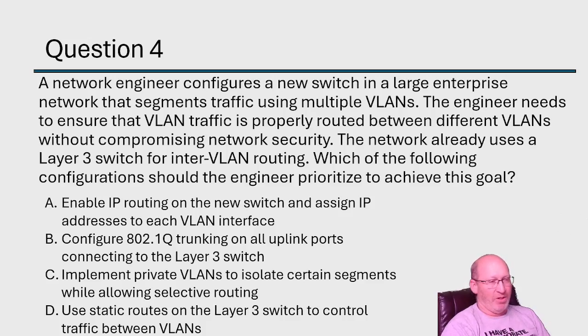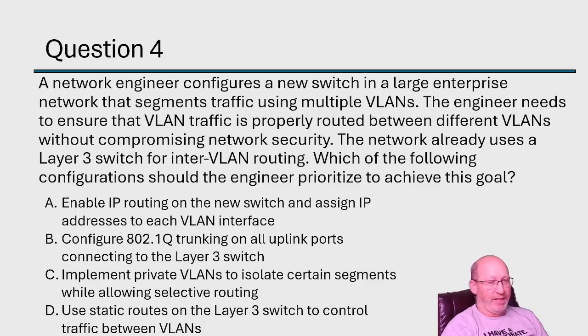Definitely, I mean, it's on my list, but it doesn't really make sense since we have a layer 3 switch for inter-VLAN routing already, right? So it's not at the top of my list. Let's put it that way. Okay. All right, that leaves us C and D.